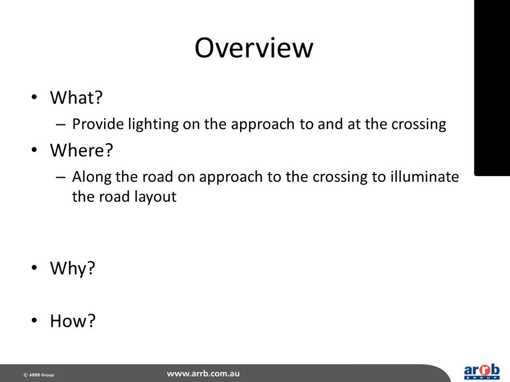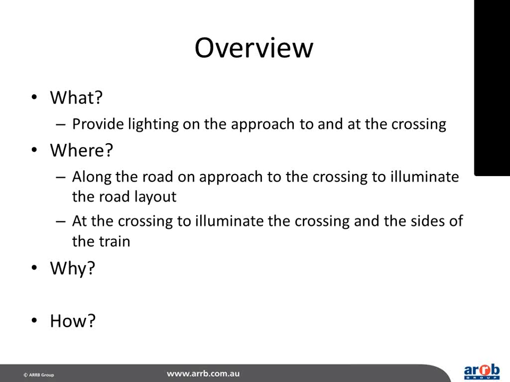For example, especially in rural areas, you might have lots of winding roads. The lighting helps to illuminate the road layout on approach to railway crossing. At night, a lot of these rural roads are not lit, so drivers may not appreciate the road alignment, and so as they approach the railway crossing, they may approach it at an inappropriate speed, or they may not realize that it's on a curve approach. They may lose control. So lighting helps to illuminate the road layout, gives drivers a chance to appreciate what the road layout is like on approach to a crossing.